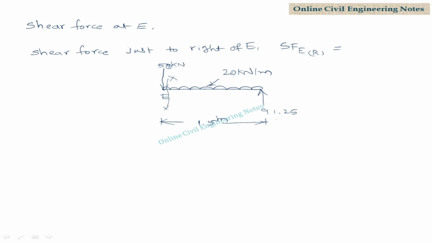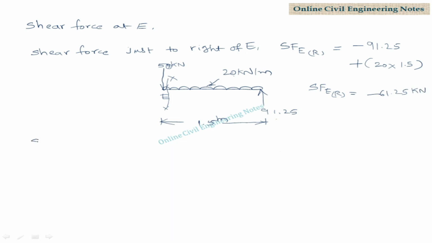So shear force just to right of E, SFE is equal to vertically upward force is taken as minus 91.25. Vertically downward force is 20 kilonewton per meter UDL, which is taken as positive, plus 20 kilonewton per meter into 1.5. Therefore shear force just to right of E is equal to minus 91.25 plus 30, minus 61.25 kilonewton.